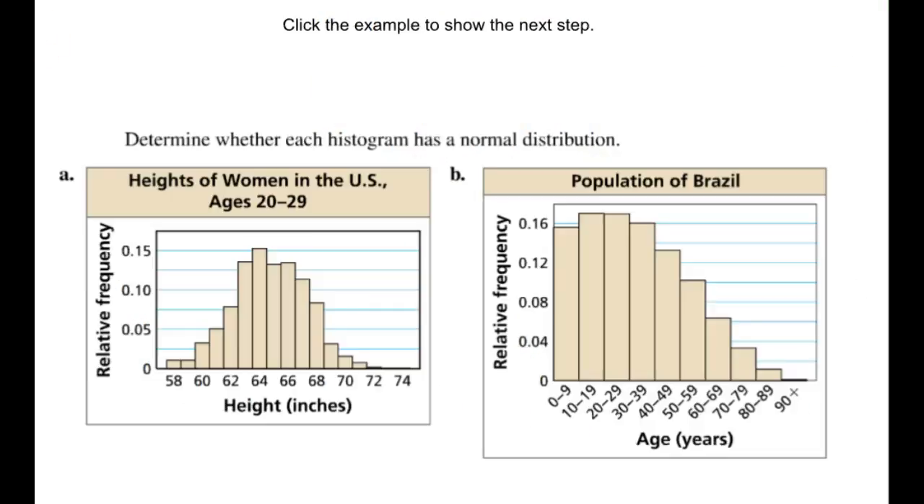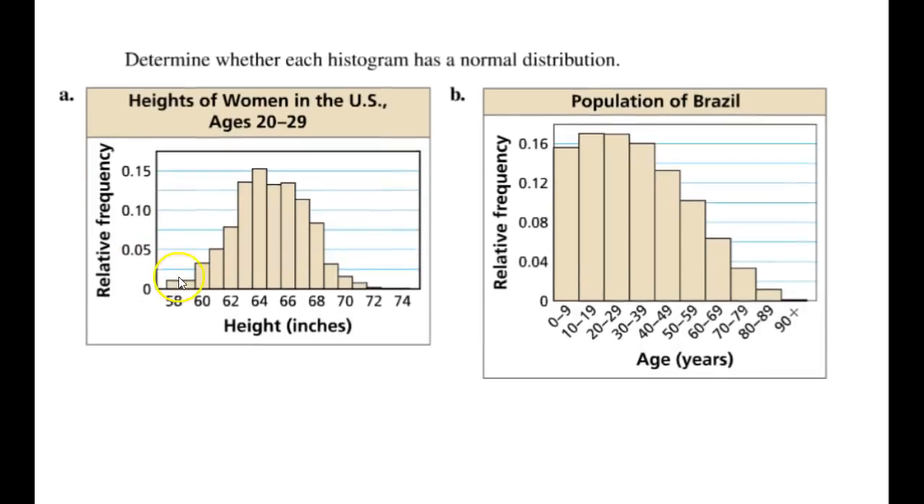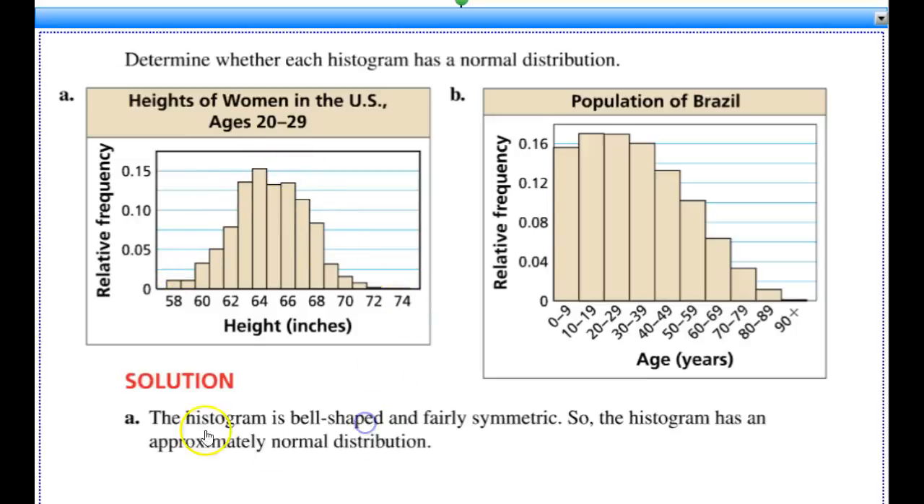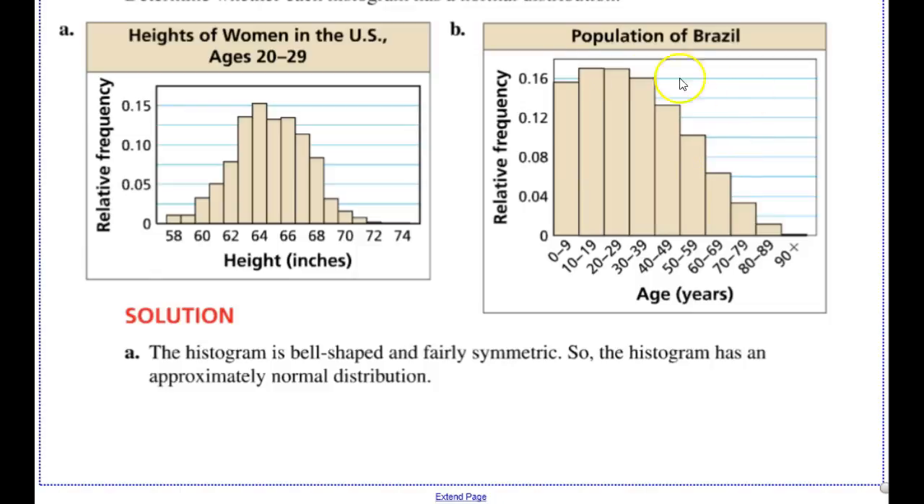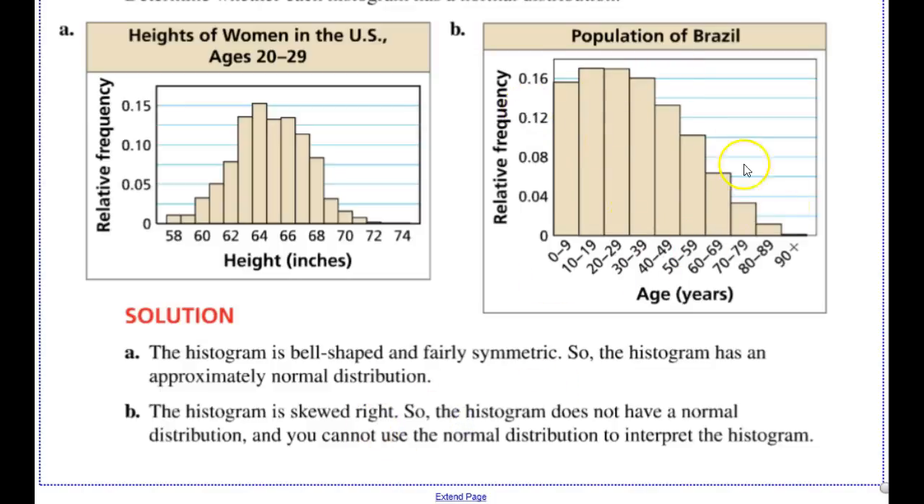So here's our example. Determine whether each histogram has a normal distribution. I can look at this first one and see the shape of it. I go up towards the middle and then I come back down. So I would say that yes, it's pretty symmetrical, so it is approximately a normal distribution for A. For B, I see that I'm definitely higher up at the beginning and then it tapers off towards the end, so I would say no, this is not a normal distribution. It is skewed to the right, so it's not normal.